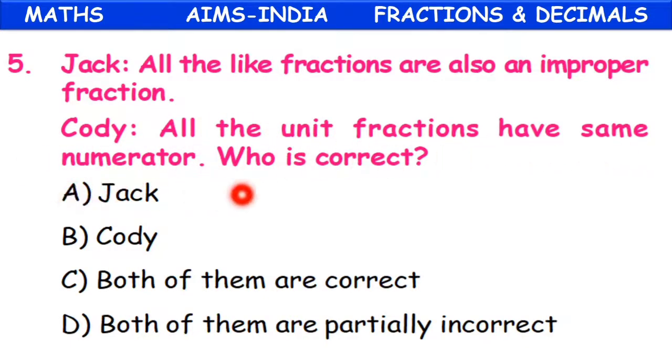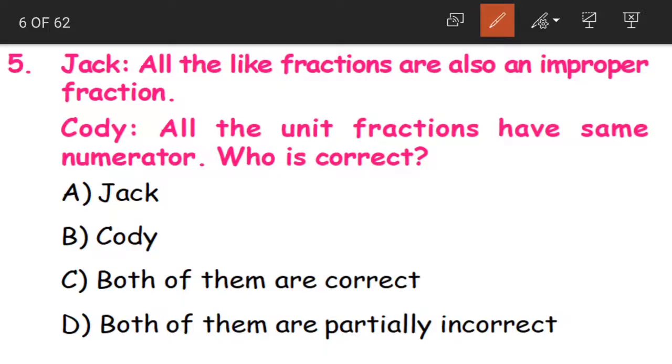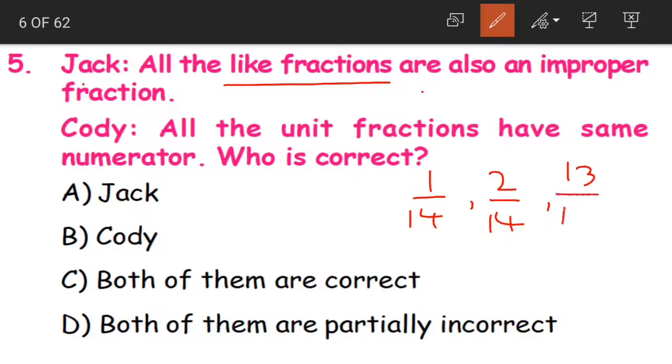All the unit fractions have the same denominator. Who is correct? Now Jack is saying that all like fractions... What are like fractions? Say 1 by 4, 1 by 14, 2 by 14, 13 by 14, or say 19 by 14. All these fractions have the same denominator. So these are called like fractions.